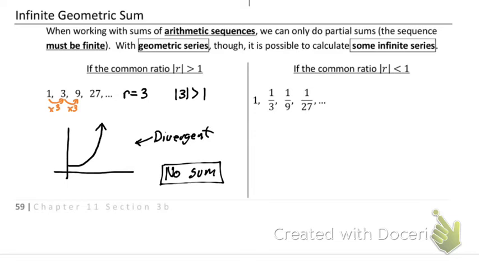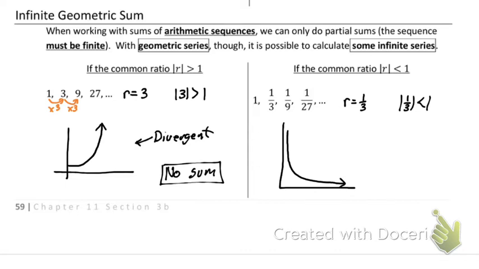Harder version is if your r is less than 1. In this case right here, r equals 1/3 because we're multiplying by 1/3. You look at the absolute value of 1/3, that is less than 1. What happens here is our numbers are going to get exponentially smaller. So our graph is going to look kind of opposite. It's going to come down, and it's going to get smaller and smaller.